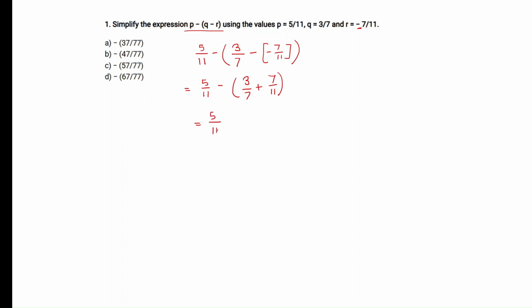Now 5 upon 11 minus, we will use butterfly method for addition. If you want to know more about butterfly method, let me know in the comment section. I will make a separate video for it.